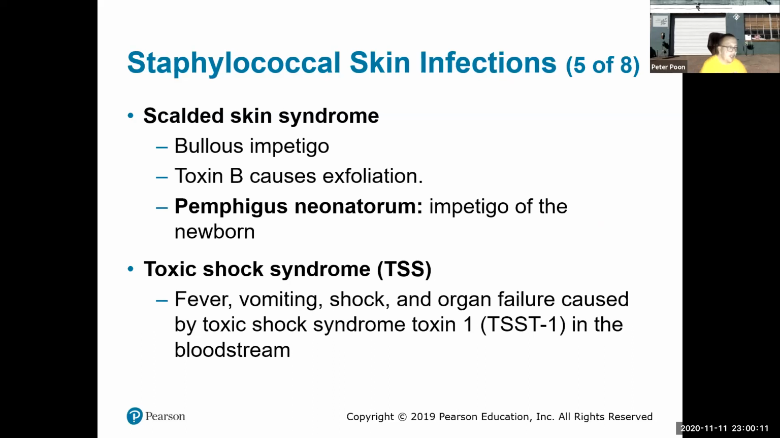So toxic shock syndrome: fever, vomiting, shock, organ failure caused by toxic shock syndrome toxin 1 in the bloodstream. There's a very famous case of this in the 70s and 80s. One of the things that happened then was they invented a new type of tampon that was more absorbent, while women left them in longer. This type of tampon was called Rely, I believe. What it did was cause micro tears in the vagina.